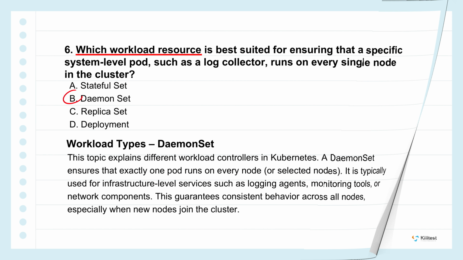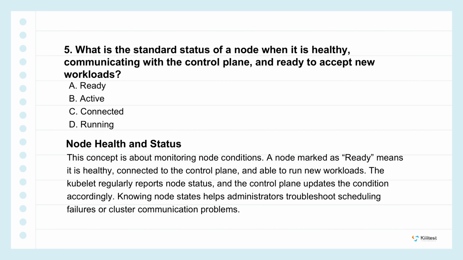Got it. Okay, one last question on the body of the cluster before we move on. Question 5. This is about the health check. What is the standard status of a node when it is healthy, communicating with the control plane, and ready to accept new workloads? This sounds deceptively simple. Options are A, ready, B, active, C, connected, D, running. It's A, ready. I bet so many people pick running.